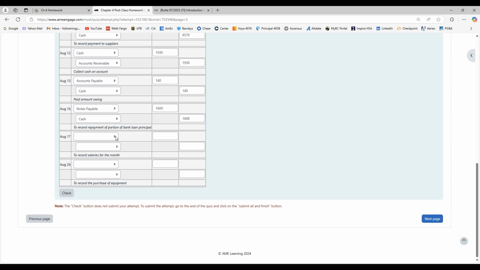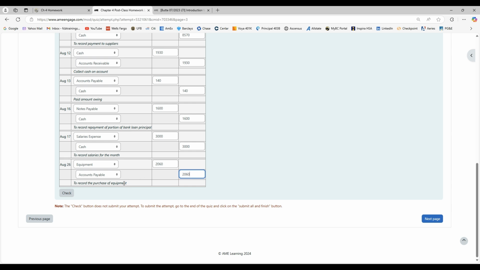To record salaries for the months, we paid $3,000 cash. And we've got salaries expense. And finally, we purchased cash for $2,060, which will be paid later. So we're going to go, let's use accounts payable. I'm assuming that's the right account.